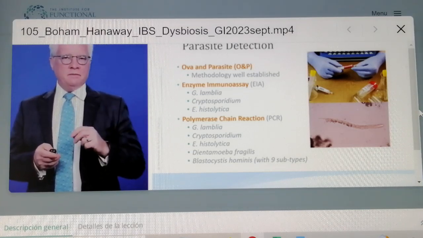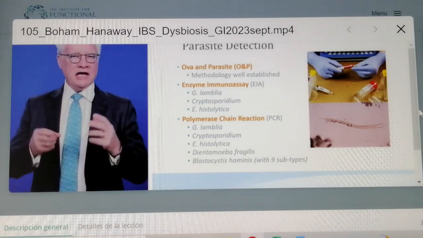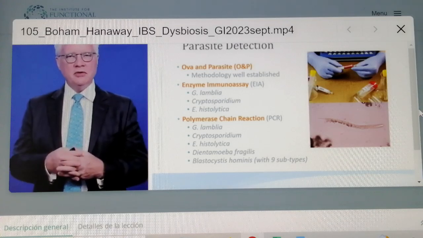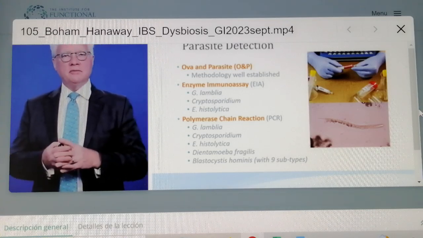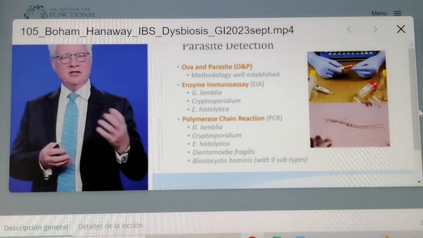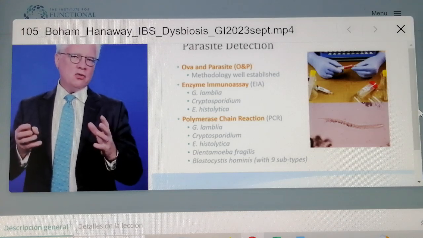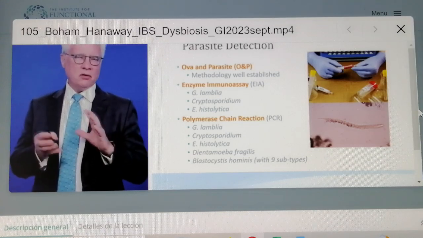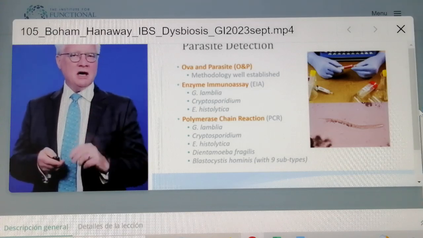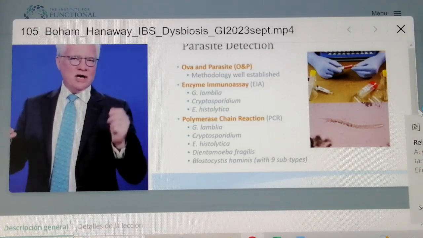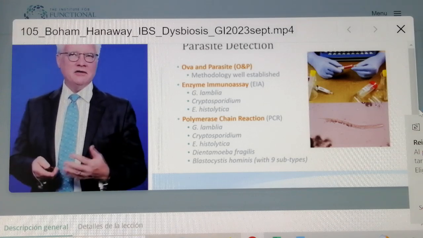Now, when we've done assessments of ova and parasites using microscopy, we're now moving into an age where we have the ability to do PCR testing for a variety of different parasites as well as their subtypes. We find that somewhere in the order of 20% of the patients we're seeing have some kind of parasite present in our United States, Western world and Europe population, where we've done most of the testing thus far.